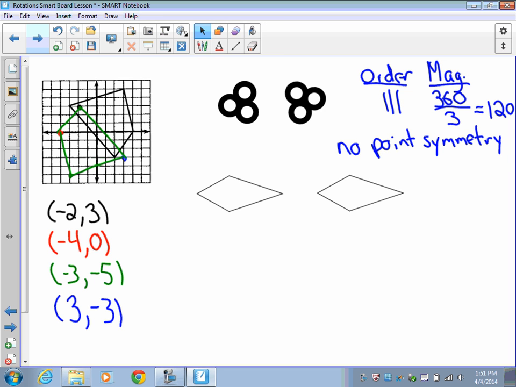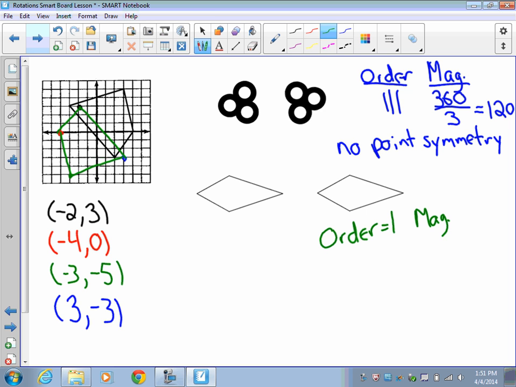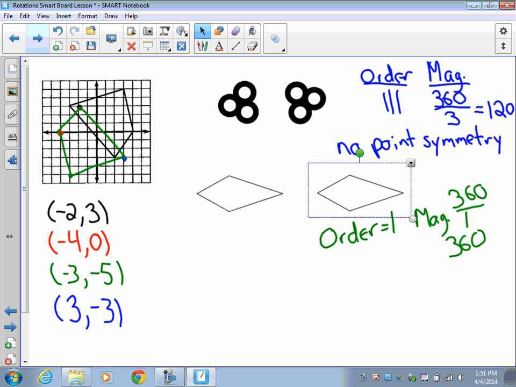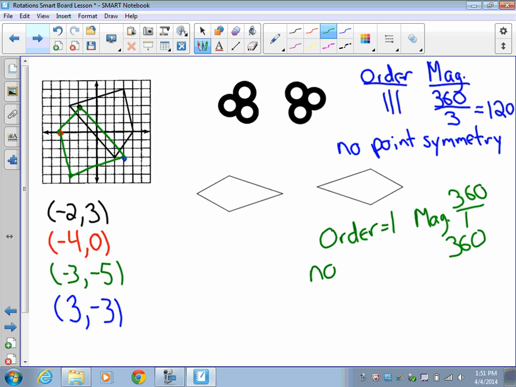Let's do that same test again for this object that looks like a kite. We see that we never have the same shape until we come all the way around. So that means the order is 1. The magnitude is 360 divided by 1, which is 360. And point symmetry, again, is where I flip it upside down. It's not the same shape, so there is no point symmetry.